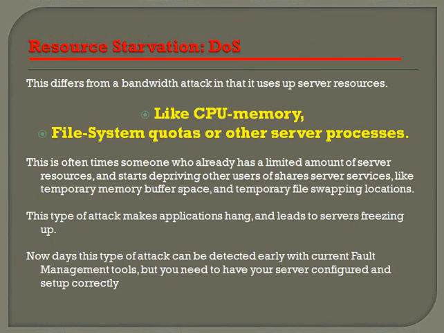Here's another one, a resource starvation DOS type attack. This is different from a bandwidth attack in that it uses up server resources like CPU, memory, file system quotas, and other server processes. This is oftentimes someone who has already had a limited amount of server resources and starts depriving other users of shared resources on the network, from temporary memory buffers to temporary file sharing locations. This type of attack makes applications hang and leads to servers freezing up. Nowadays, this type of attack can be detected early on with the current fault management tools that are in place, but you need to have your server configured and set up correctly.